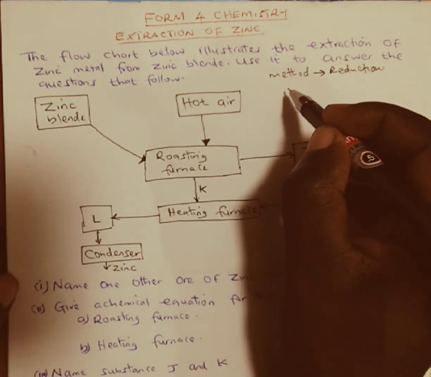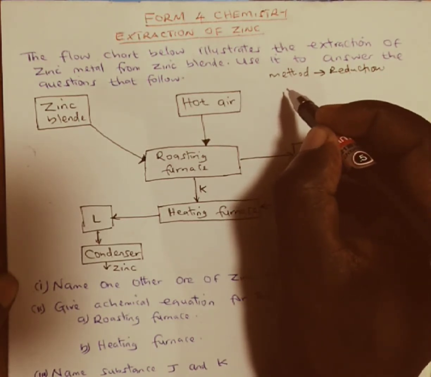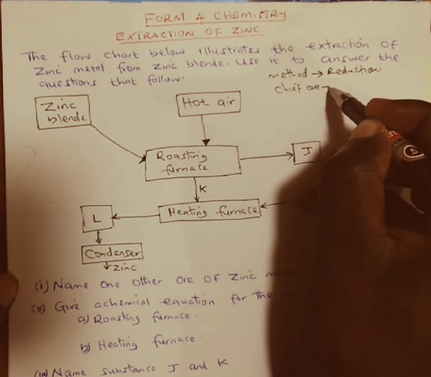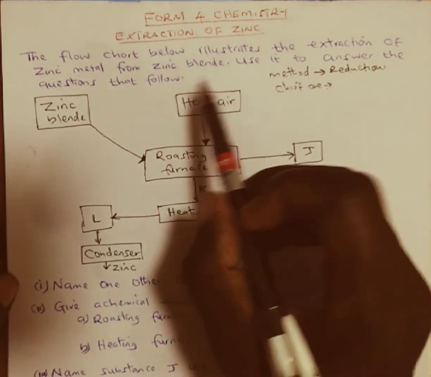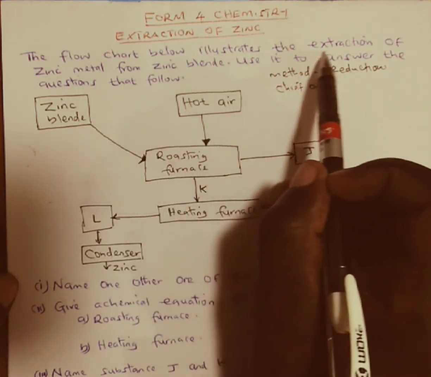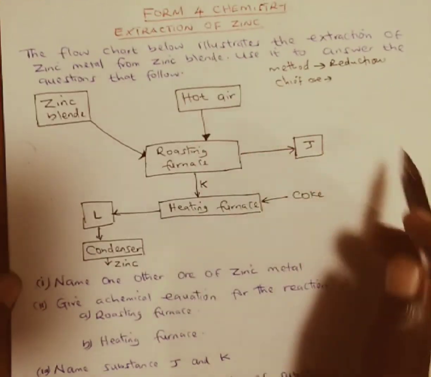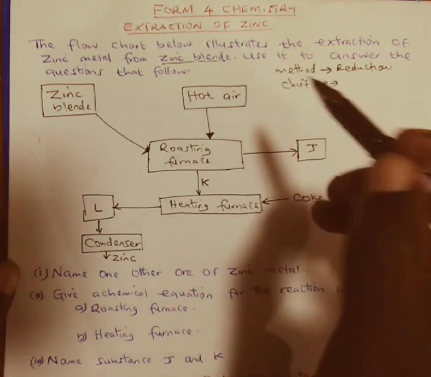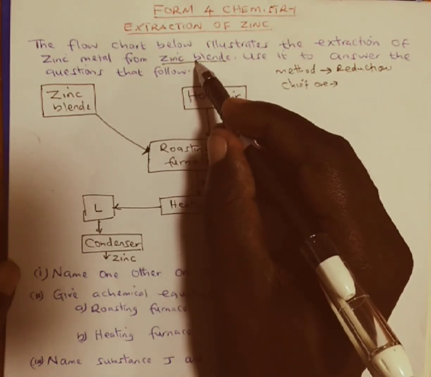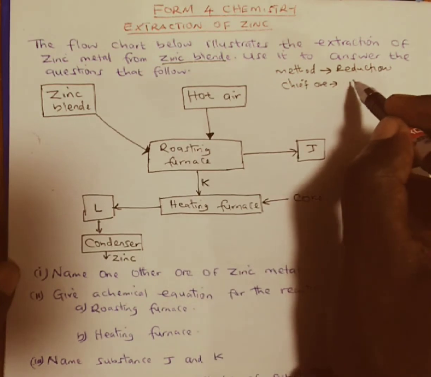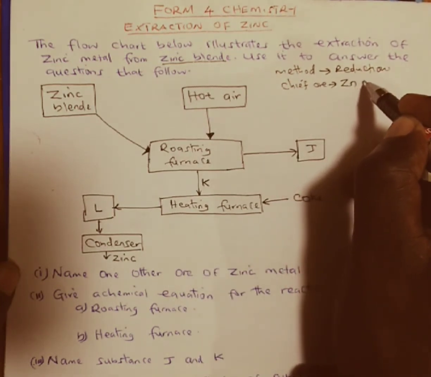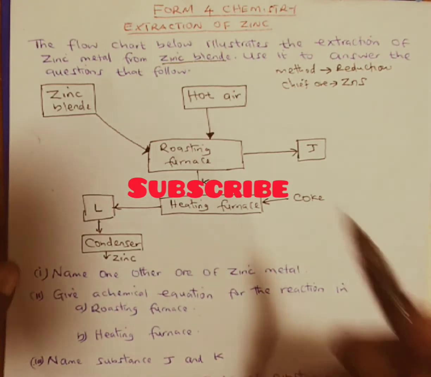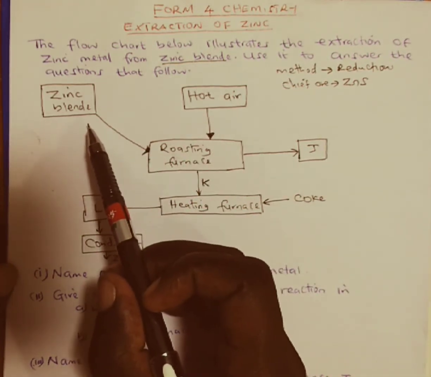Another point that we need to understand is the chief ore for the extraction of zinc metal, and we are told the flowchart below illustrates the extraction of zinc metal from zinc blende. Zinc blende is the chief ore for the extraction of zinc metal, and zinc blende is simply zinc sulfide. So we can look at the beginning of the flowchart.